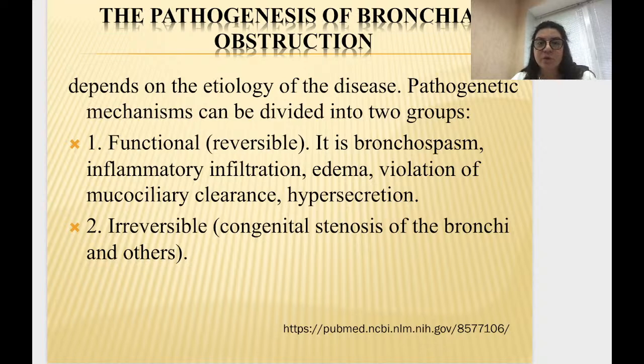The pathogenesis of bronchial obstruction depends on the etiology of the disease. Pathogenetic mechanisms can be divided into 2 main groups. The first group is the functional or reversible mechanism. It is bronchospasm, inflammatory infiltration, edema of the bronchi, violation of mucociliary clearance, and hypersecretion of mucus. And the second group is the irreversible pathogenetic mechanism. Here we can include congenital stenosis of bronchi and other irreversible changes.